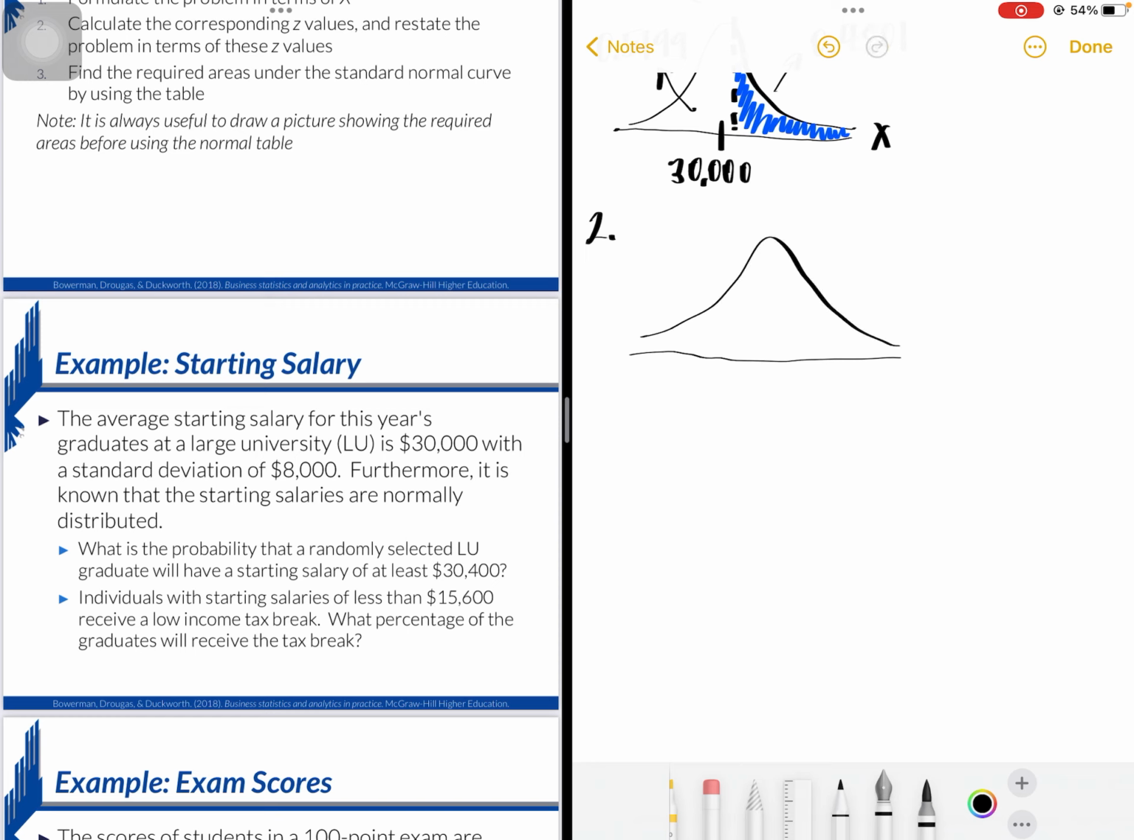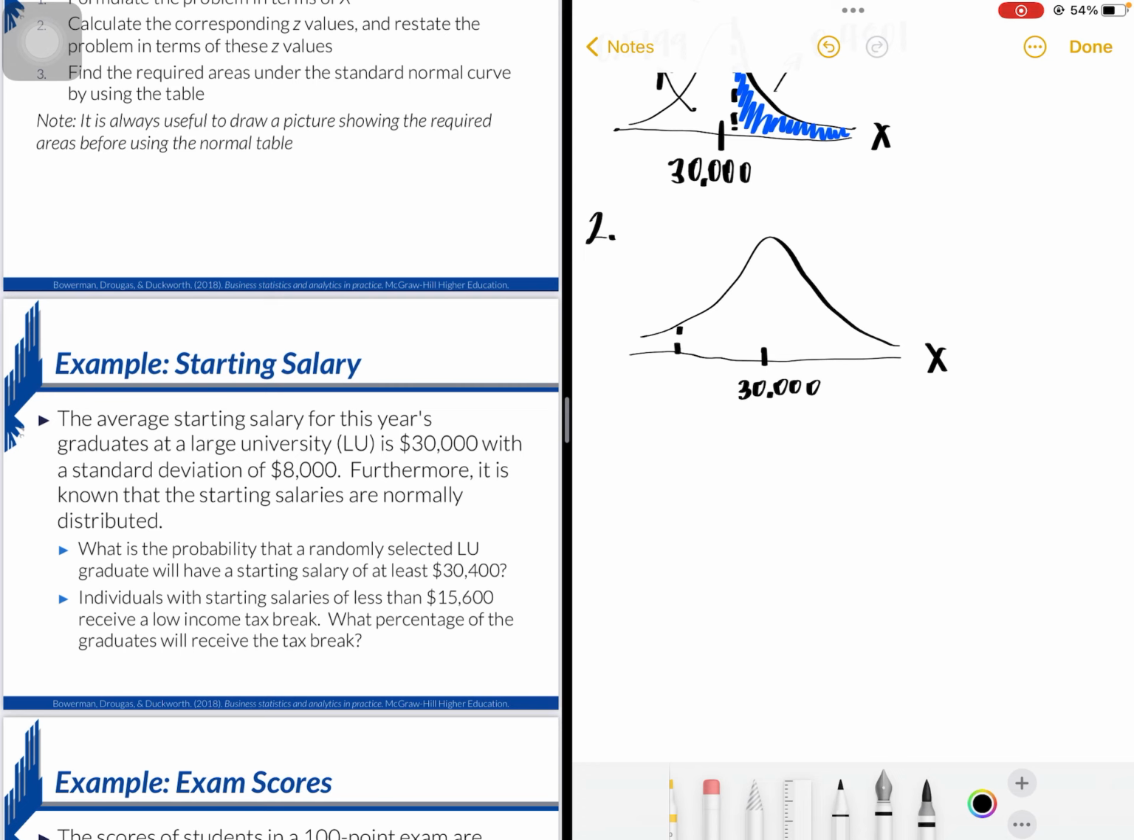So let's say this is the normal curve, where again the center is 30,000. The problem states that those with starting salaries of less than 15,600 receive a low income tax break. Now we can try to locate 15,600 first in this normal curve, and we know that since the center is 30,000, 15,600 must be somewhere to its left.